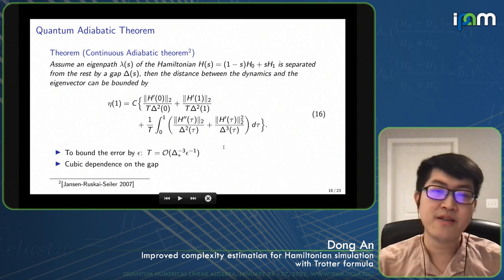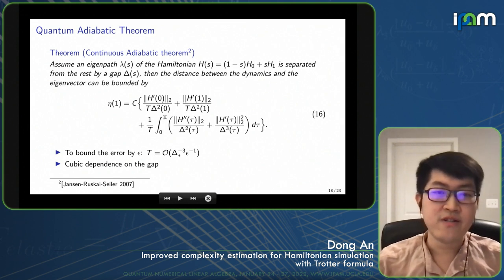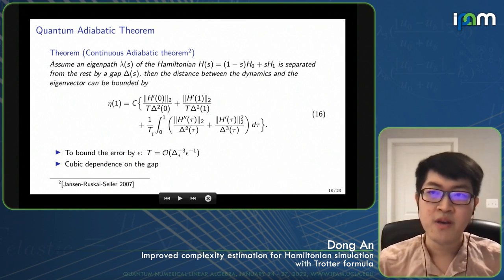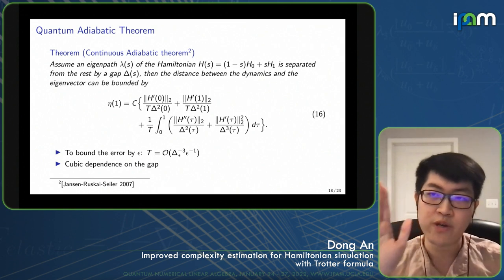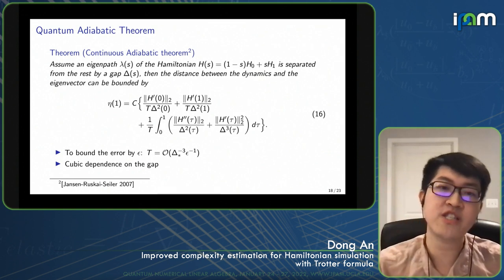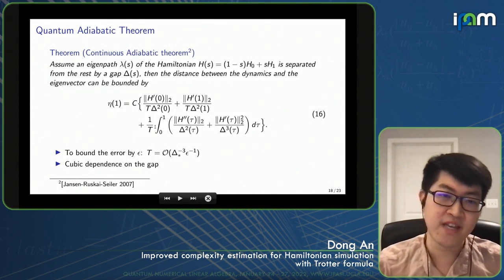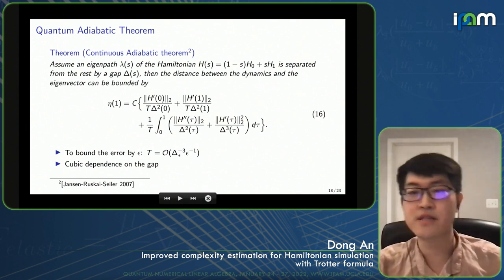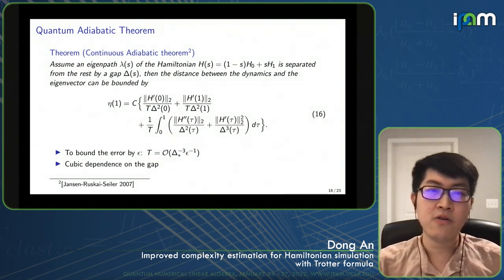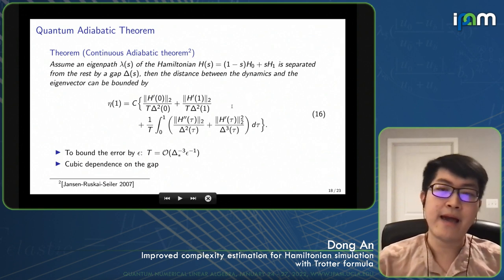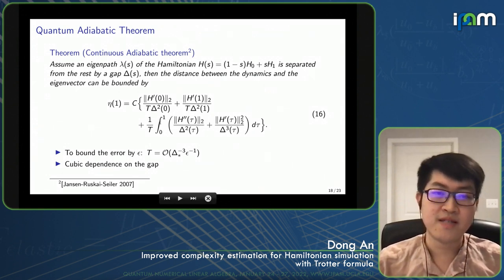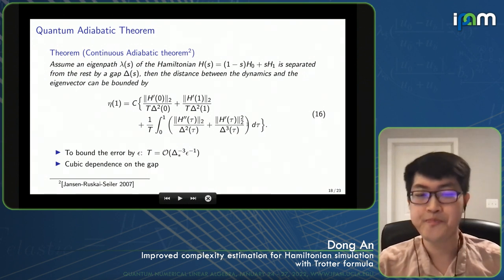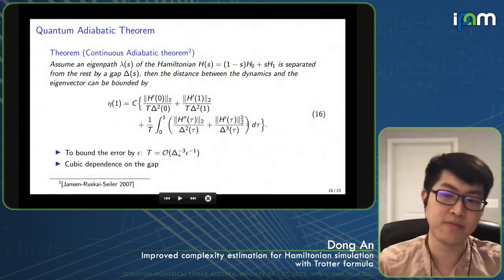In equation 16, we can see that there is a linear dependence on 1 over capital T, which is consistent with our intuition that we should make capital T large enough. If T is large enough, then the error will be small. Also there is some polynomial dependence on the inverse gap. If we want to bound this adiabatic error by some epsilon, then a sufficient condition is that we should choose our evolution time capital T to be as large as something like 1 over epsilon. This is what the adiabatic theorem tells us.